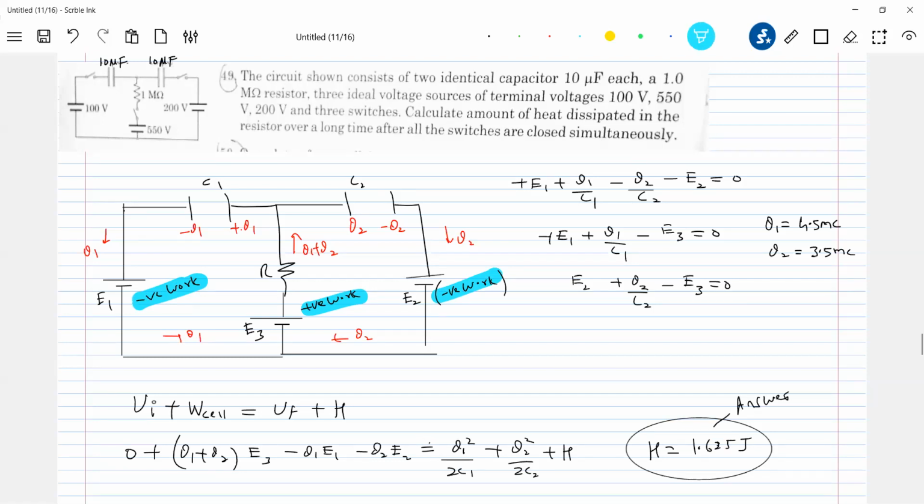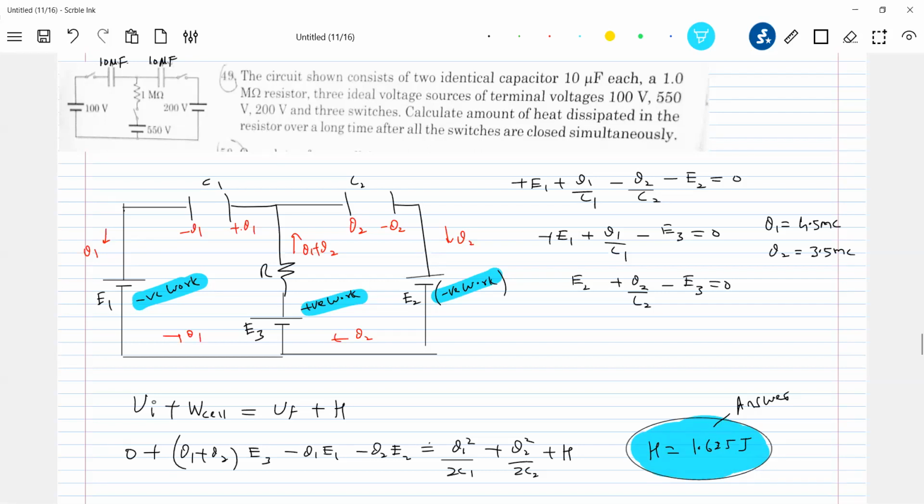Sir, from here, the heat that we get is the net heat generated by the circuit. But the question is asking for the heat dissipated along the resistor itself, not this, which might include the heat dissipated along the capacitor also. Why would the capacitor dissipate? Sir, we don't know whether it will dissipate or not.